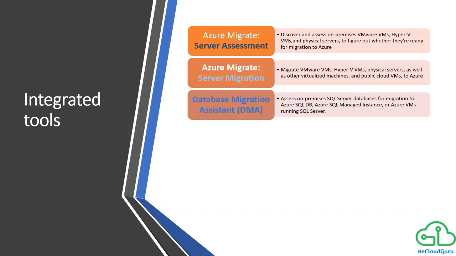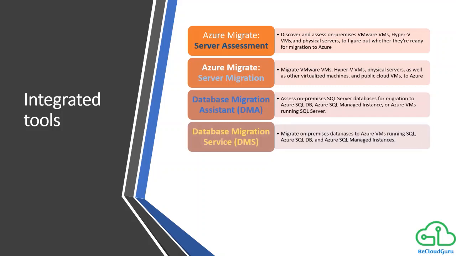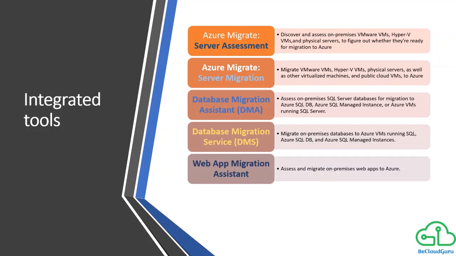Then you can also use DMA, the Database Migration Assistant, to assess your on-premise SQL Server databases for migration to your Azure SQL DB, your SQL managed instances, or your SQL on Azure virtual machines. Once you are done with the assessment of your databases, you can use Database Migration Service, or DMS, to migrate your on-premise databases to Azure virtual machines running SQL, or to Azure SQL DB or your SQL managed instances. You can also use Azure Migrate to assess or migrate your web-based applications which are built on the .NET or PHP platform, and you can run them on Azure App Services.